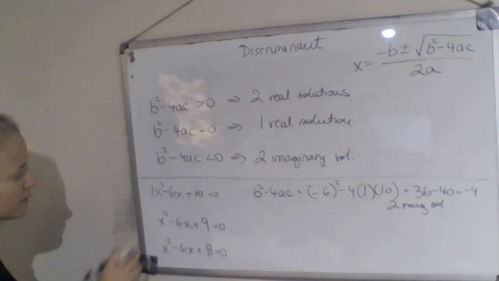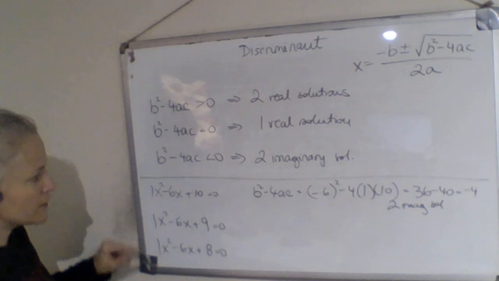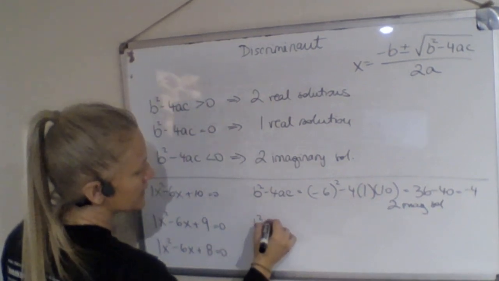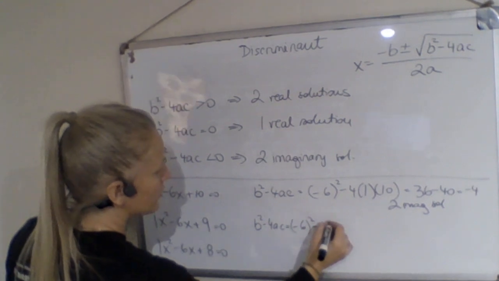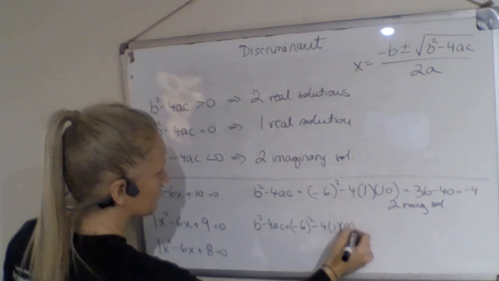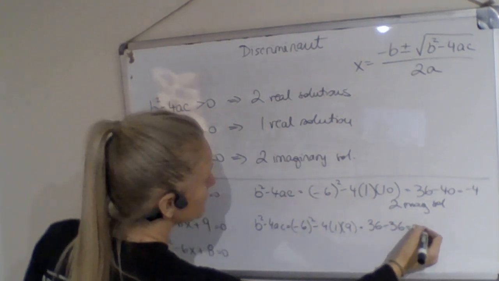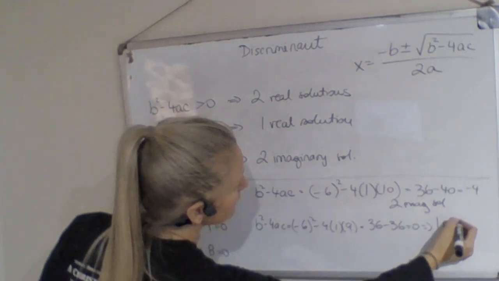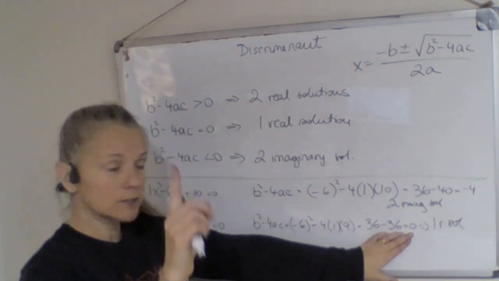Let's look at the second example, x squared minus 6x plus 9. I'm going to put a 1 in front of it so you know that's your a. What is b squared minus 4ac? Well, this becomes negative 6 squared minus 4 times 1 times 9. This is 36 minus 36, which is 0, which means I have 1 real solution. As soon as it equals 0, you get 1 real solution.